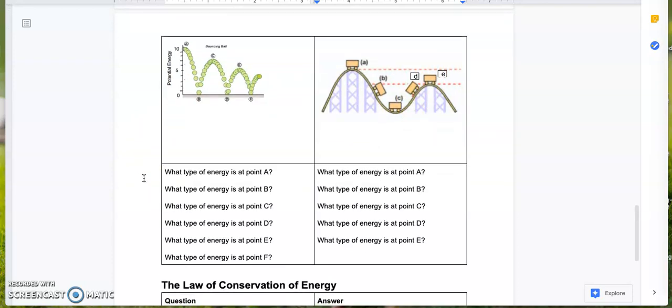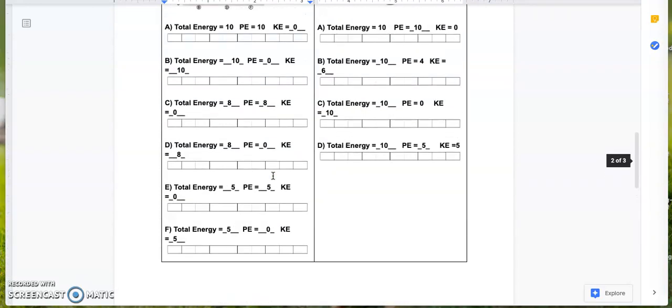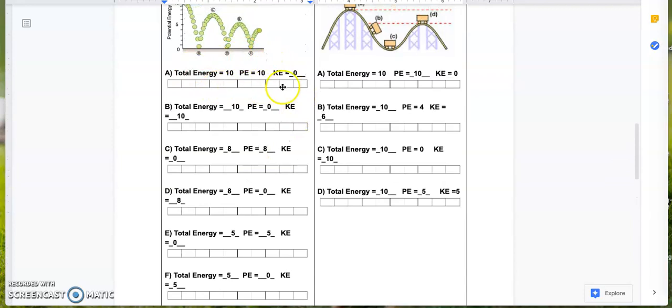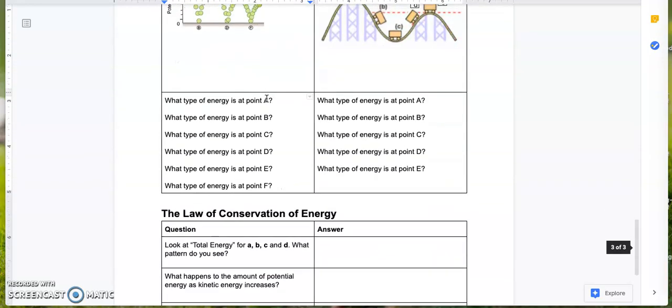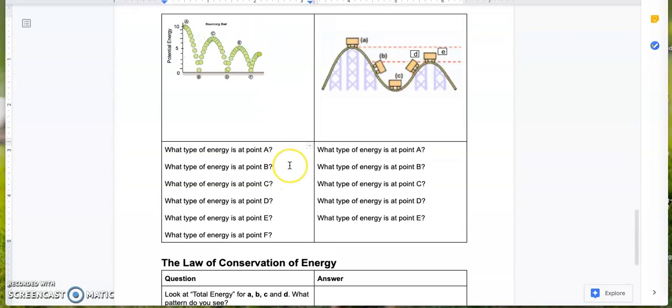So we need to figure out what type of energy now is at point A. Hopefully, if you scroll up here, you're going to understand which type of energy A has. Does it have potential? Does it have kinetic? Or does it have mechanical? Press pause and do this. Press play to begin again.